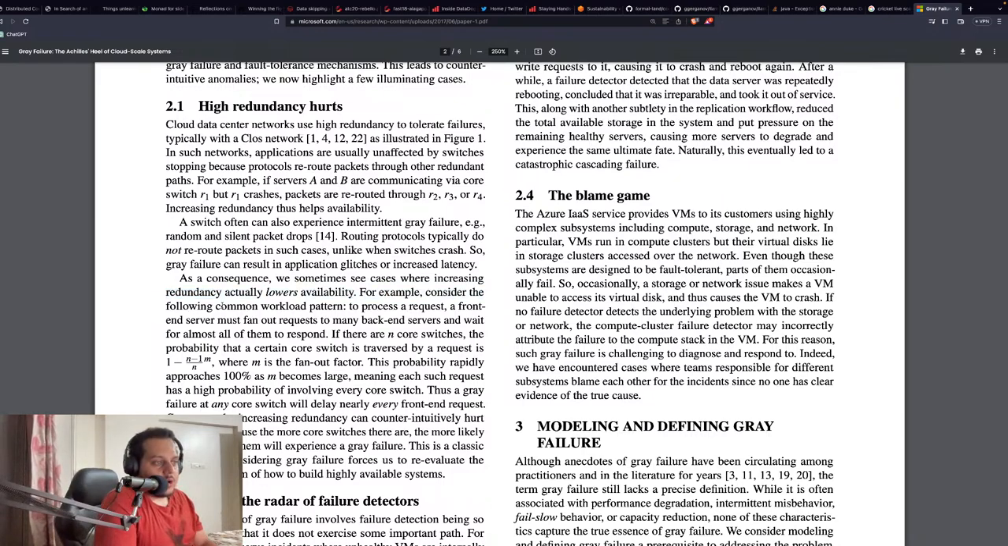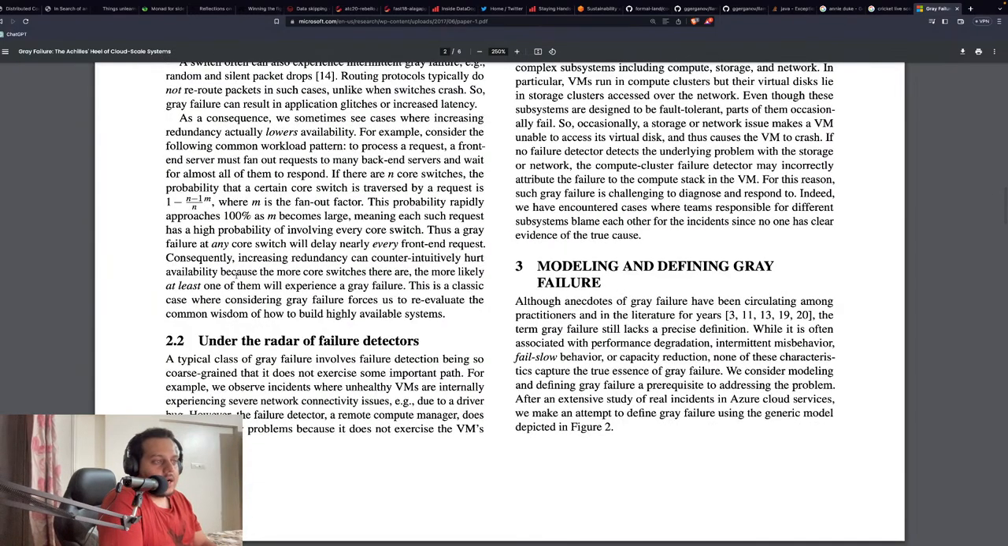For example, consider the following common workload pattern. To process a request, a front-end server must fan out requests to many back-end servers and wait for almost all of them to respond. If there are n core switches, the probability that a certain core switch is traversed by a request is 1 minus ((n minus 1) by n) to the power m, where m is the fan-out factor. This probability rapidly approaches 100% as m becomes large, meaning each request has a high probability of involving every core switch. Thus, a gray failure at any core switch will delay nearly every front-end request.